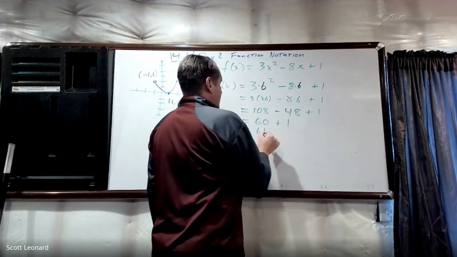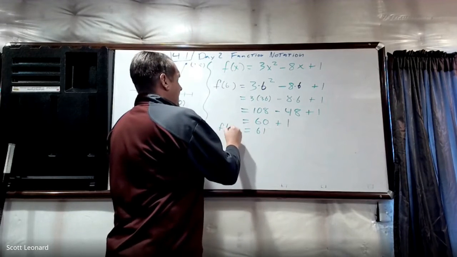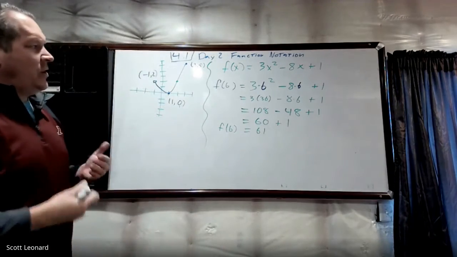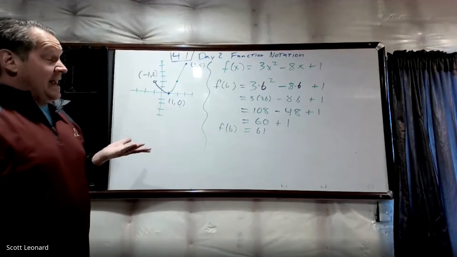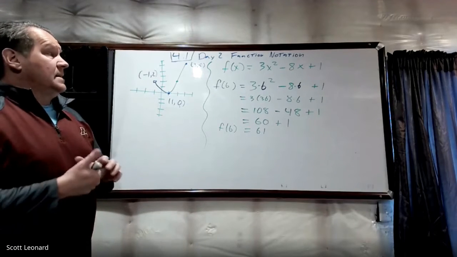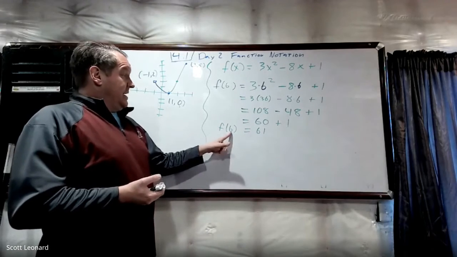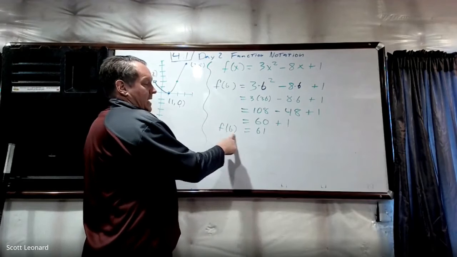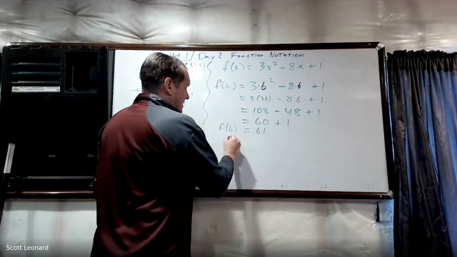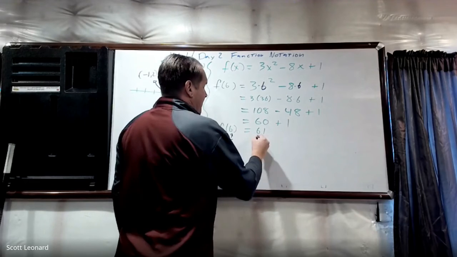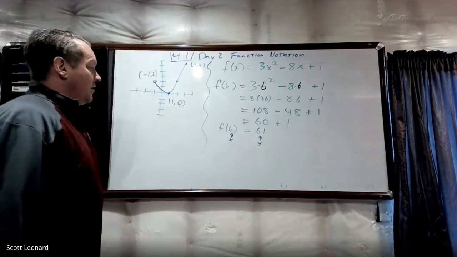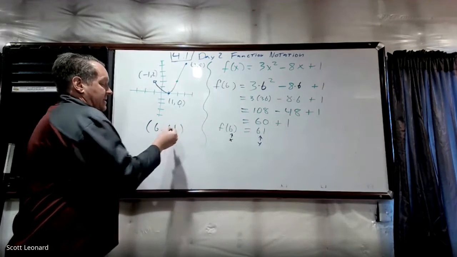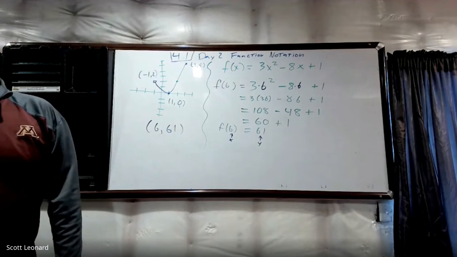I get 61. Now I'm just going to rewrite this down here. This is my answer. And just so you know what you've created, you've created an x and a y value. You've created a point, where 6 is what I plugged in. The nice thing about function notation is you have your input and your output right here. This is my x value. This is my y value. On a graph, we'd have to scale our graph, but we'd have the point (6, 61). Is everybody lost by that?